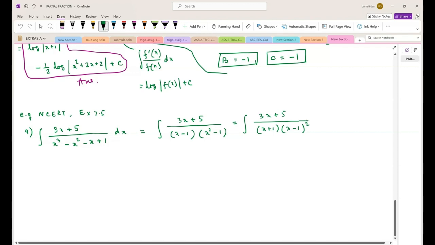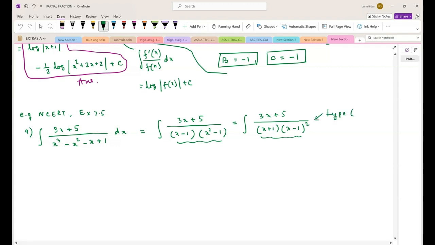Right? So at this stage, if you look, it looks like a linear and a quadratic. But if you further break it, you see this reduces to type B. That is, the factors are all linear. One is distinct, that is no repetition, and the second, x minus 1, has a repetition of 2. So now you know how to deal with that, right? So this is how we deal with the denominator that is a mixture of linear and quadratic.